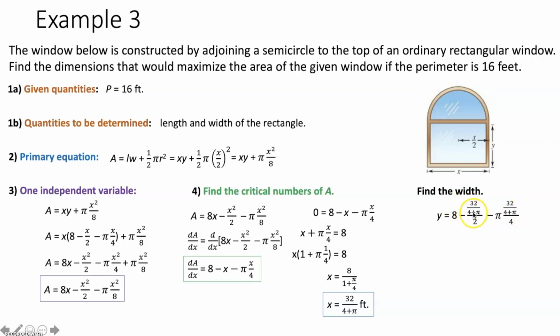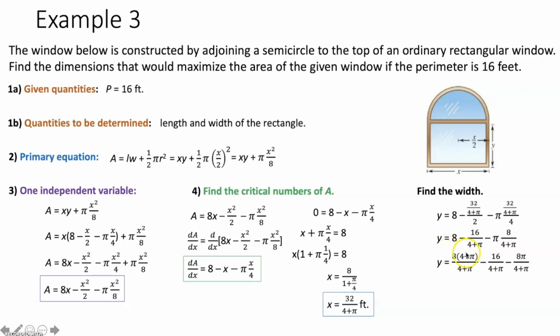So how do we simplify this? Well, dividing by 2 is the same as multiplying this up here by 1/2, so it ends up looking like this. Same thing over here. Dividing by 4 is the same as multiplying this fraction up here by 1/4. Now, these have a common denominator, but this 8 does not, so I can multiply it by 4 plus pi over 4 plus pi so that it does.